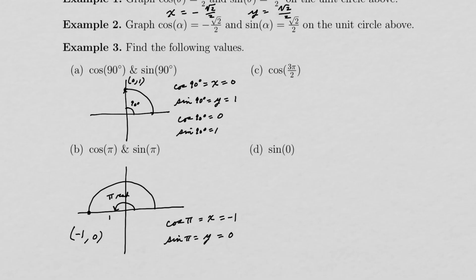Okay, what about cosine of 3/2 pi? If you were to convert 3/2 pi into degrees, that's 270 degrees. It's like 1.5 times pi. So remember, 1 times pi is 180. I have another half of pi, that's 90. So this is going to be 270 degrees. So it'll look something like this.